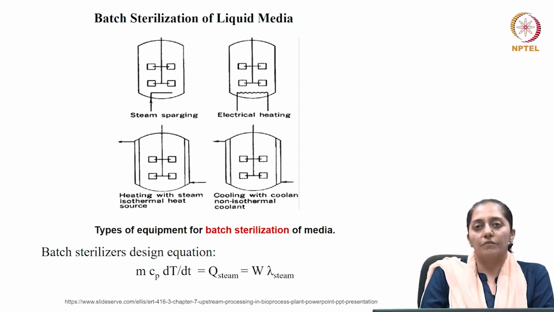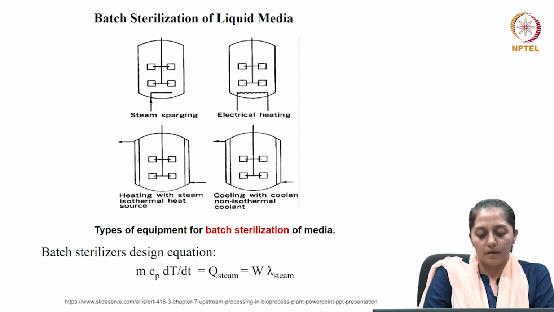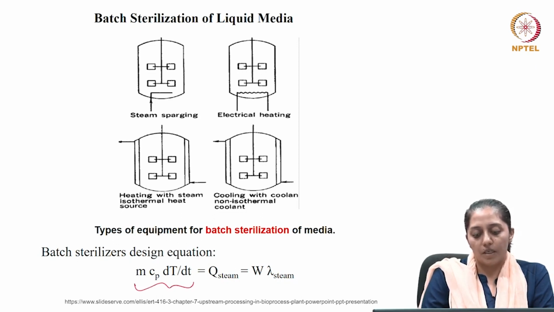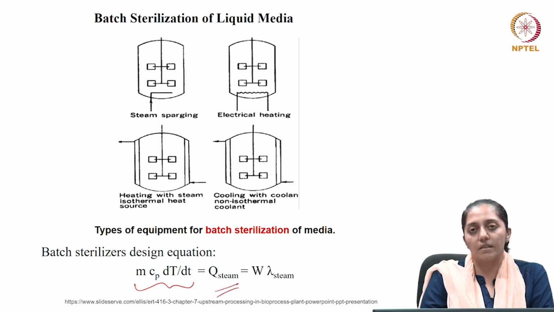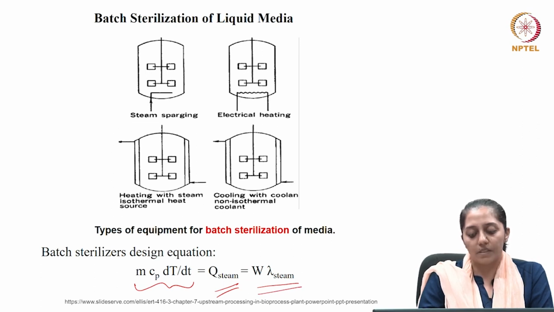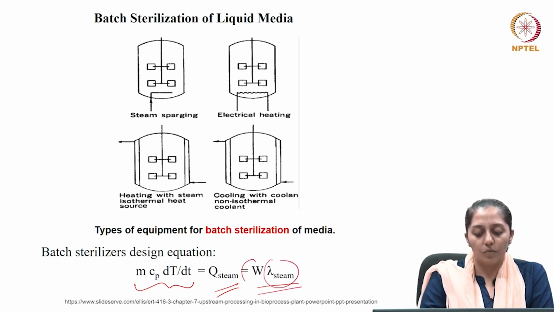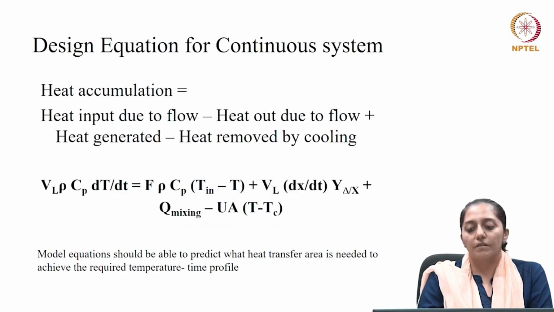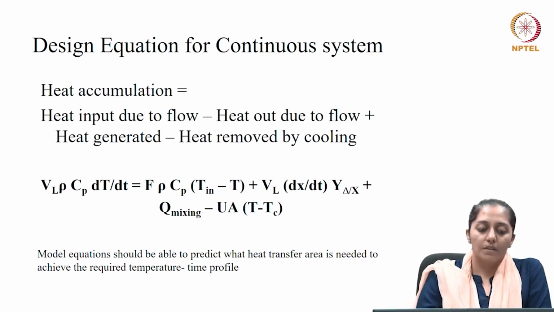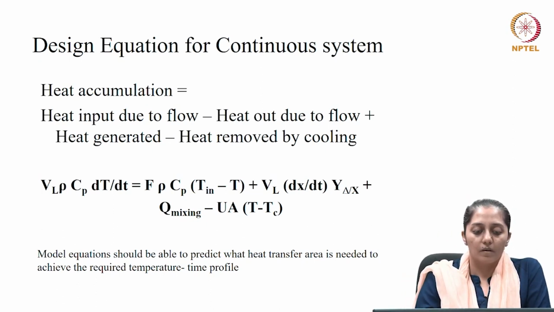So, the design equation for the batch sterilizers: the rate at which the temperature of the medium would change during the sterilization would depend on, let us assume it is the steam sterilization process, the heat which is being released by the steam, which can be given as W times lambda of steam. So, this is the latent heat and W is the weight of the steam or the flow rate of the steam. The design equation for a continuous system is as follows.